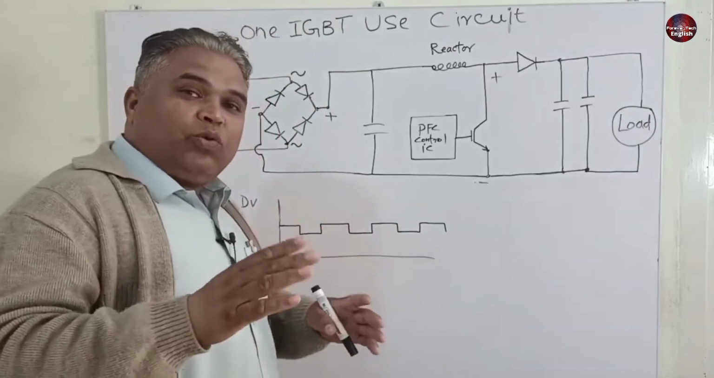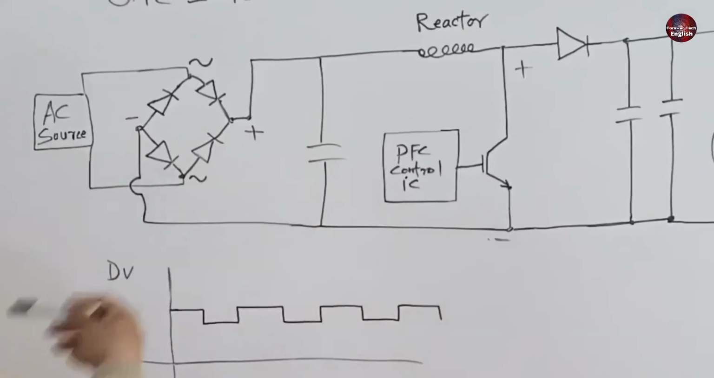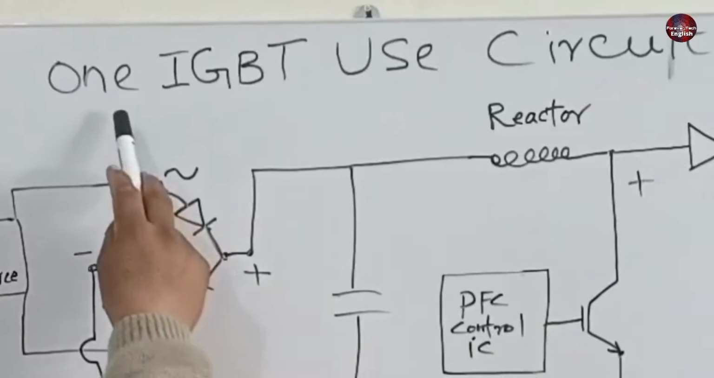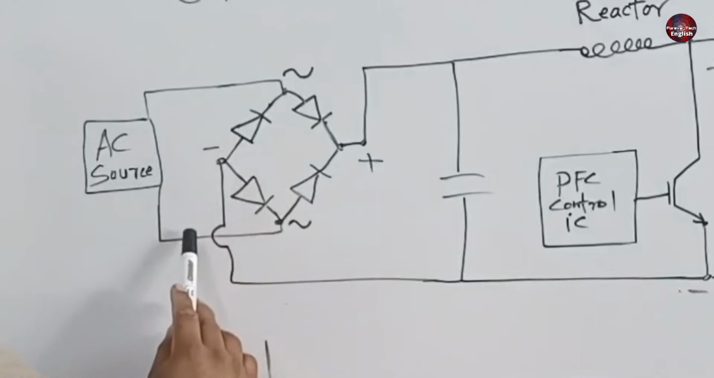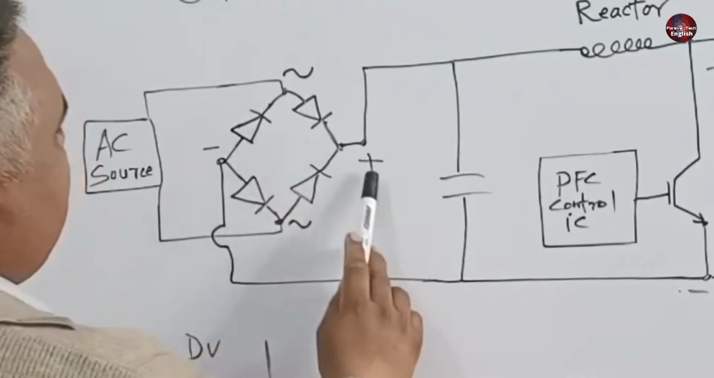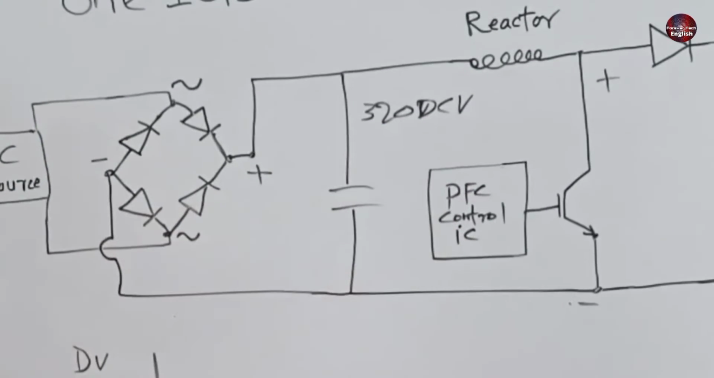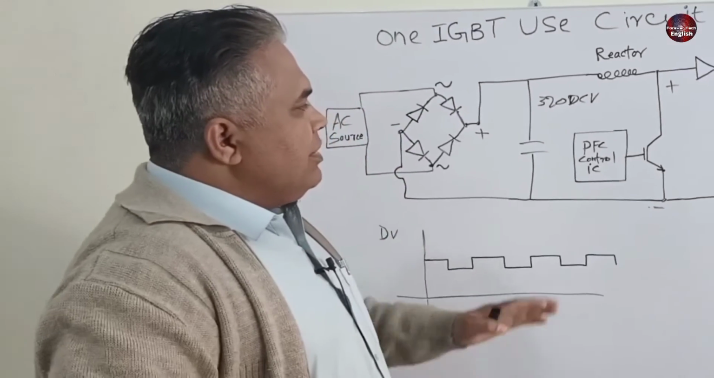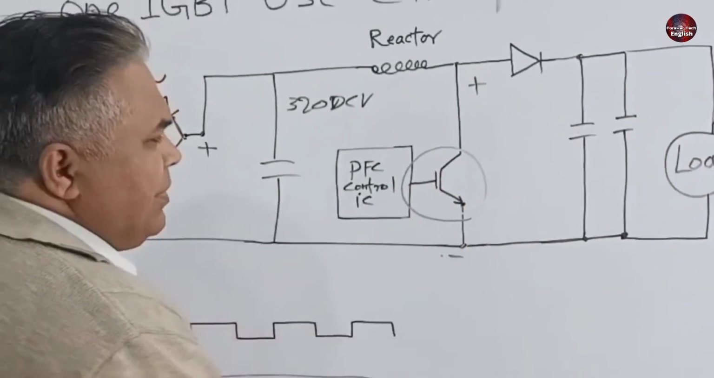First of all, I will try to make you understand the waveform when one IGBT is used. I have made this diagram that has one IGBT used in it. It has an AC source. The AC source is connected to the bridge rectifier, where the AC supply is converted to DC. And 320 DC volts are present on this capacitor. Now one end is negative, and the other end is positive. The load in this circuit will not run until and unless this IGBT starts to work.